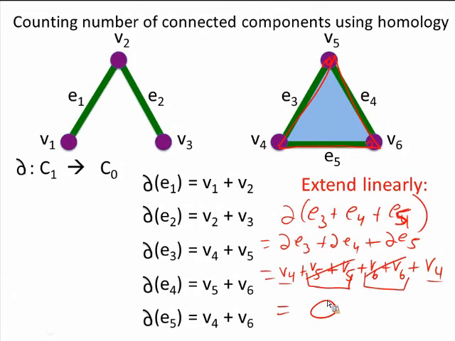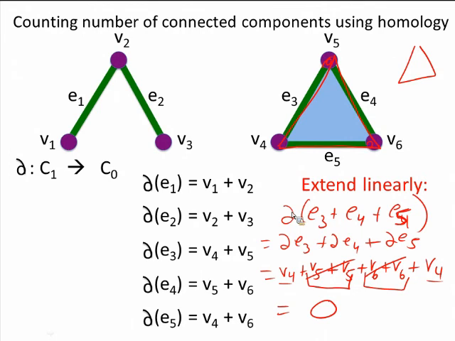That's an important one because we're going to be looking for cycles. We're going to be looking for holes. And while this one is filled in, if it weren't filled in, we would have had a hole. So that the boundary of this cycle is 0 is a good thing.